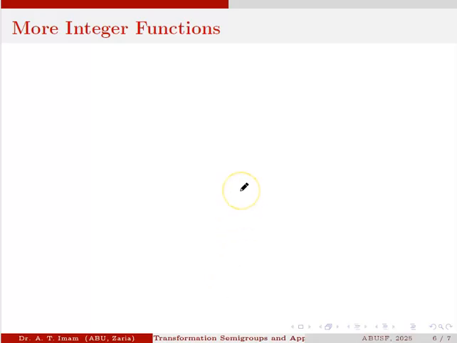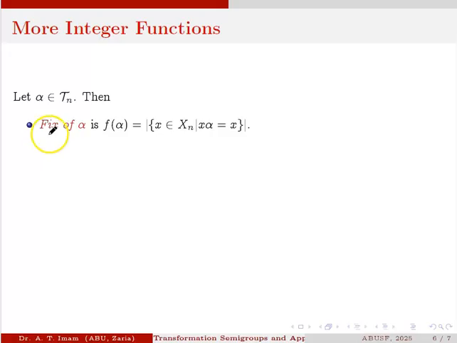There are more integer functions associated with a finite full transformation. For example, we have the concept of fix of α, and all of this will play a role in the combinatorial and algebraic study of the finite full transformations, more especially when one is looking at products of idempotents and also the combinatorial aspect. So the fix of α is the set of all elements in Xn that are fixed by the map.